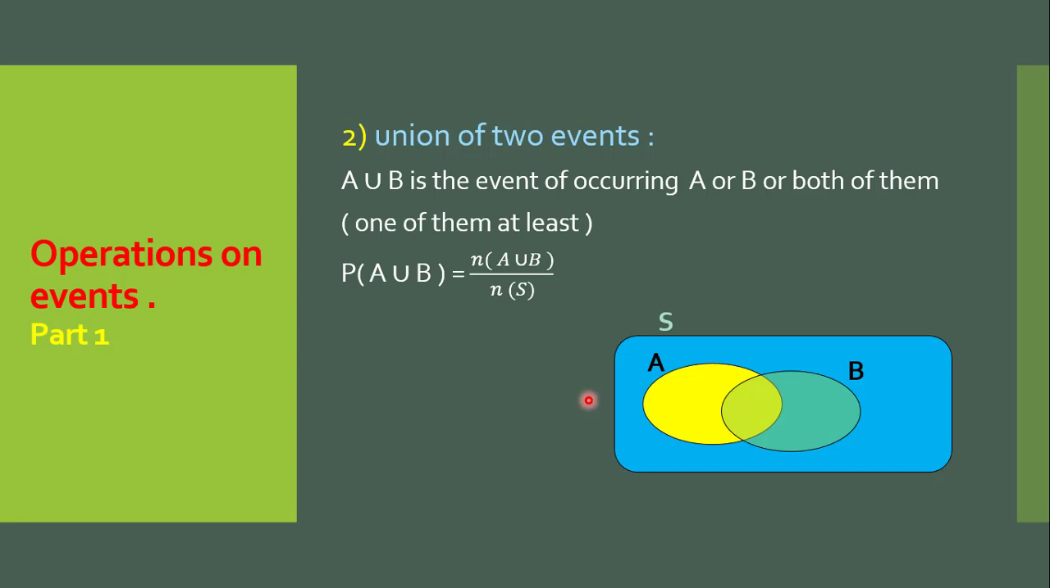The union of two events, A union B, is the event of occurring A or B, or both. This is A union B. So the probability of A union B equals the number of elements of A union B over the number of elements of S. Here, for example, we have A and B. A union B means this region and this region, and also this region. So this is A union B.